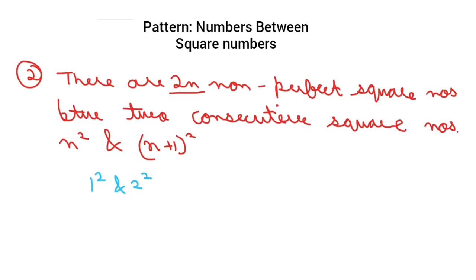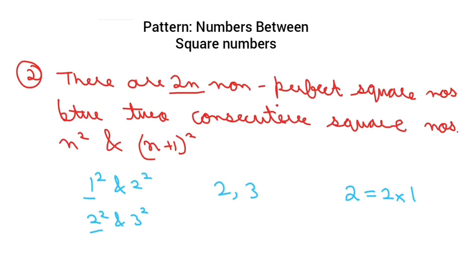So now how many non-perfect squares are in between? We have 2, 3 in between 1 square and 2 square, or I can say 1 and 4. So we have total 2 non-perfect squares, or we can say 2 into 1. It means that we have 2n non-perfect squares. Can we write this in this form also, as we have already assumed n is equal to 1.